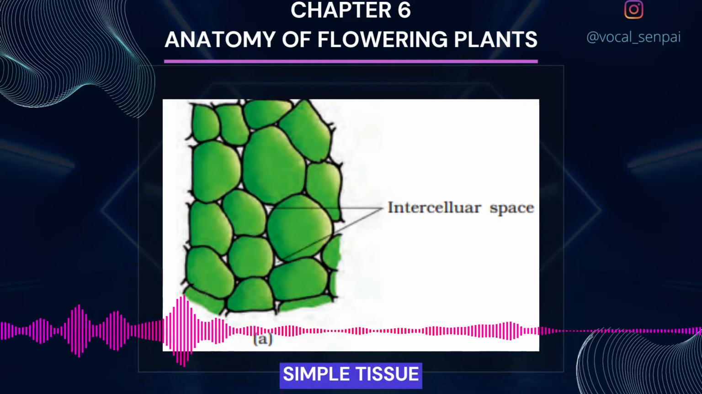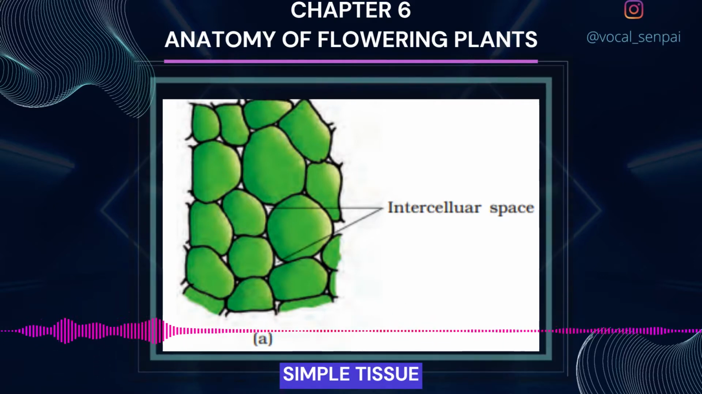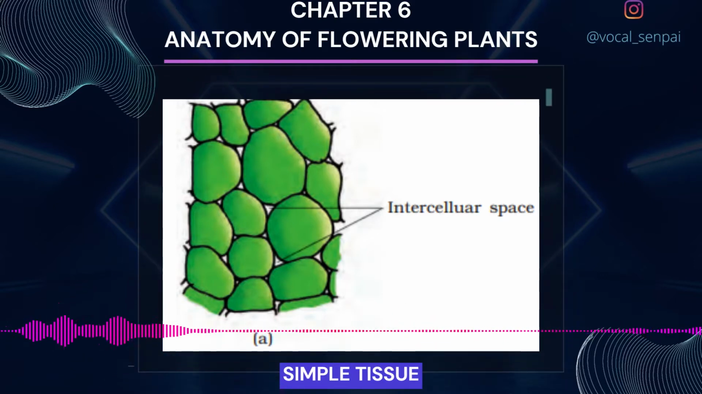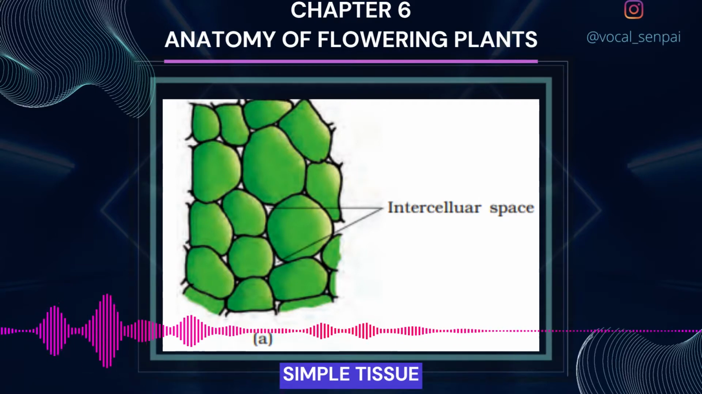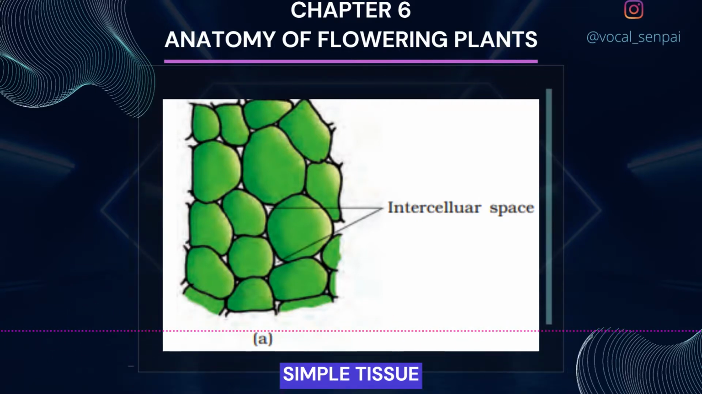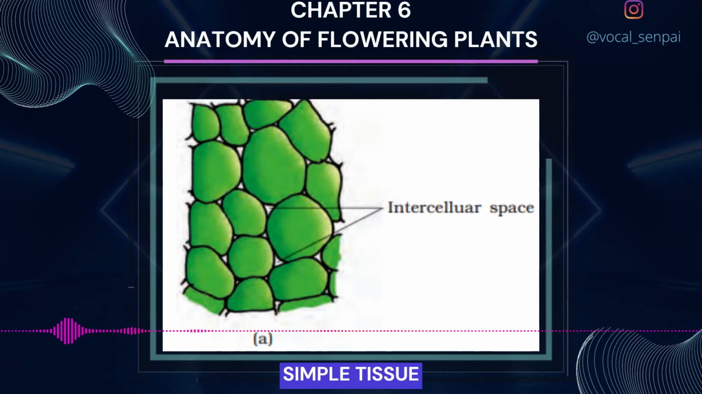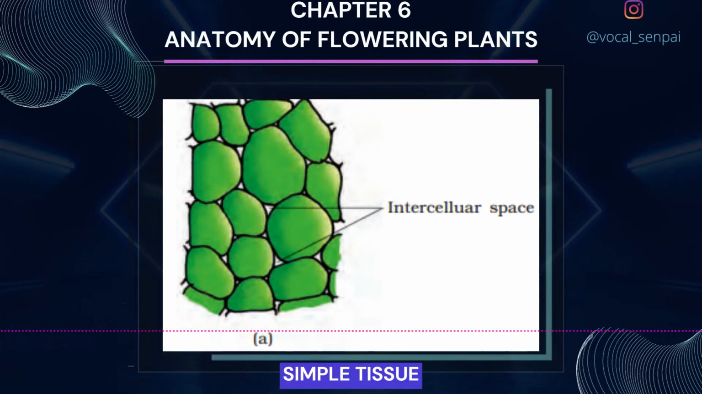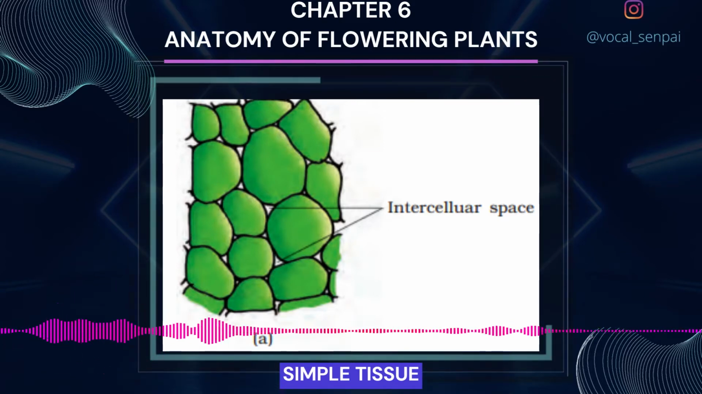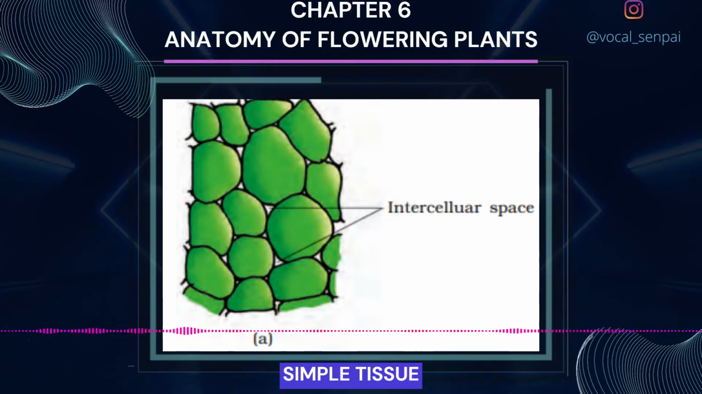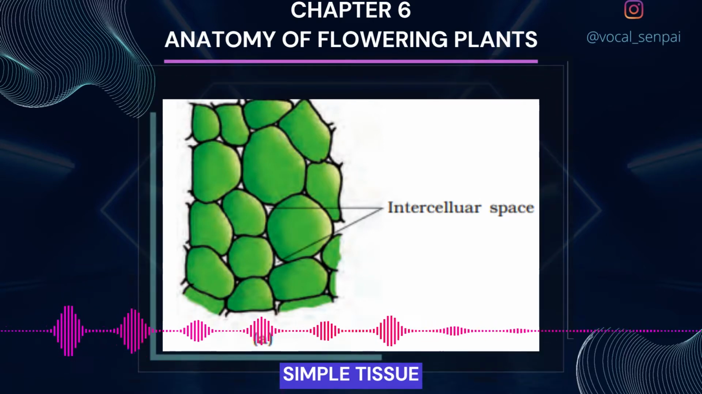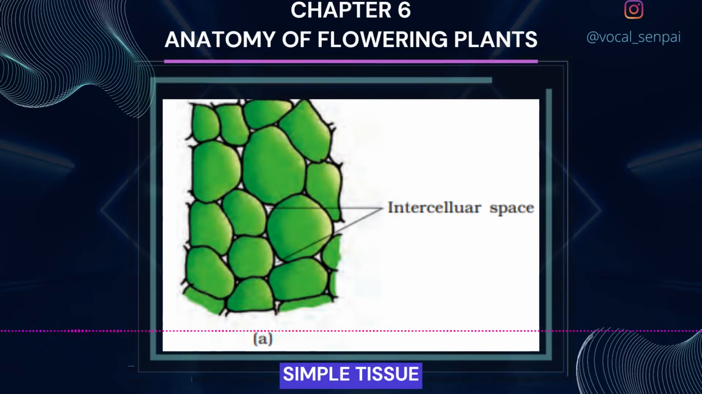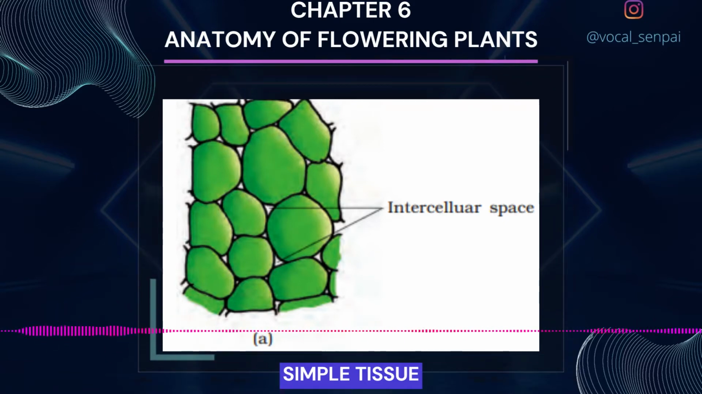The cells of the parenchyma are generally isodiametric. They may be spherical, oval, round, polygonal, or elongated in shape. Their walls are thin and made up of cellulose. They may either be closely packed or have small intercellular spaces. The parenchyma performs various functions like photosynthesis, storage, and secretion.